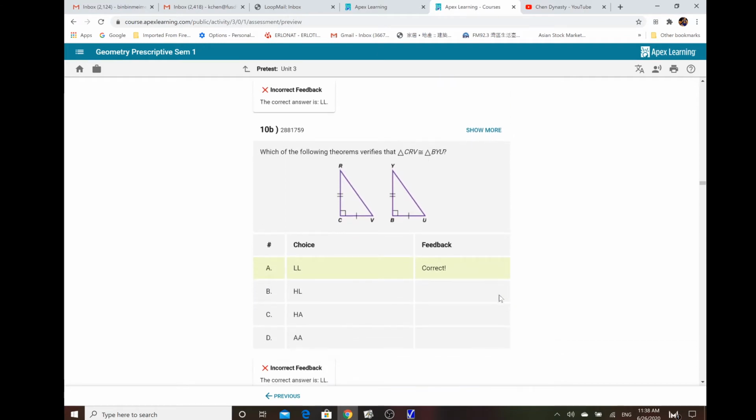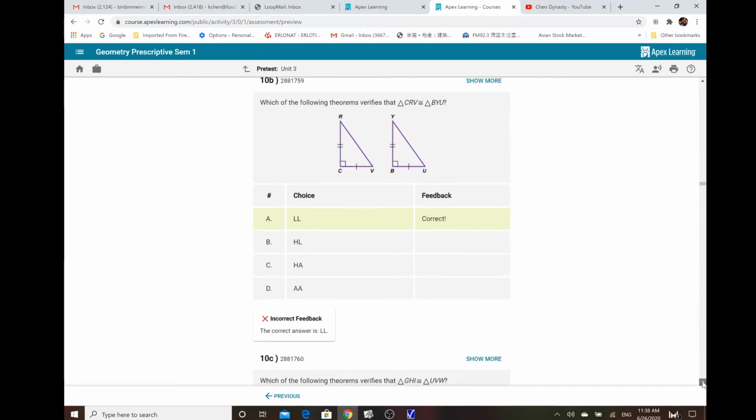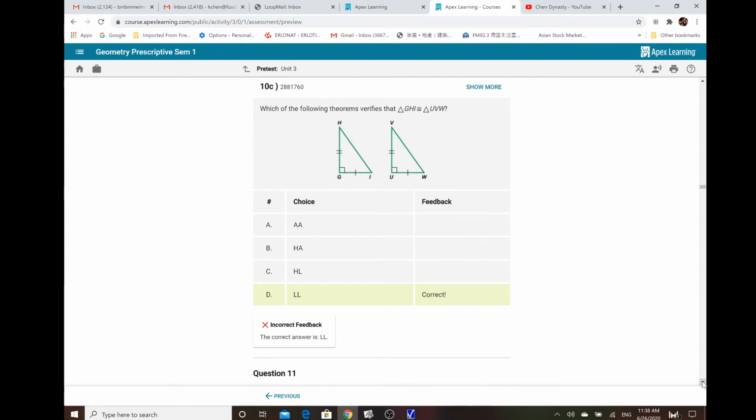So here's another example, which can be proved by SAS, but the thing is that it's a right triangle. So here's another right triangle. This one can be done with the proof by using leg, leg, or double legs. So here's another example for leg, leg.